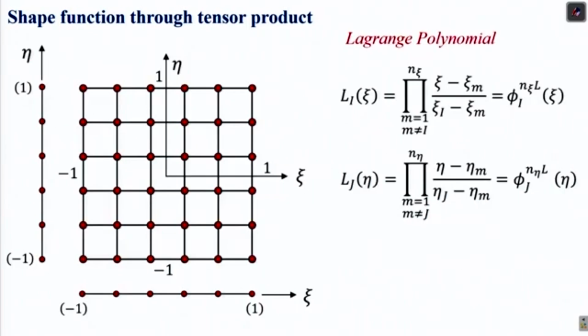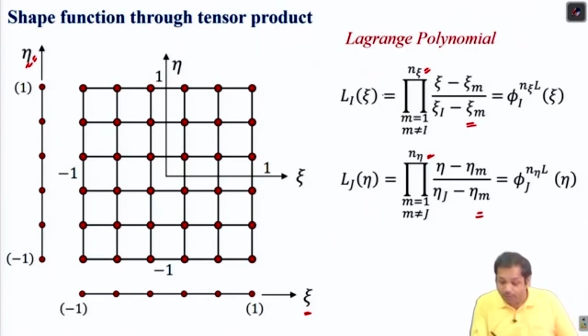Okay, so now let us write the interpolation function in xi direction and the interpolation function in eta direction. The interpolation function in xi direction will be this, and in eta direction will be this, where n xi is the number of nodes we have in xi direction, and n eta is the number of nodes we have in eta direction, right?